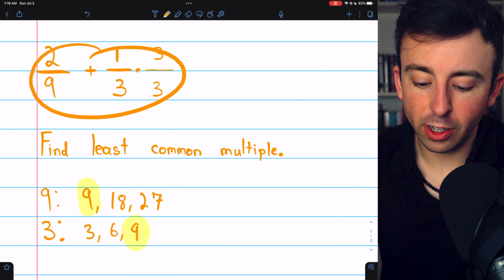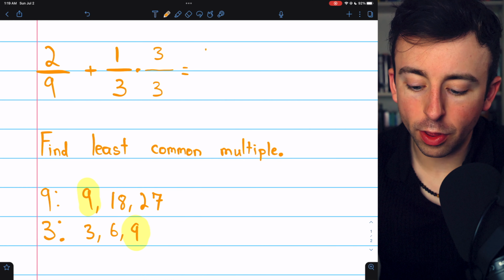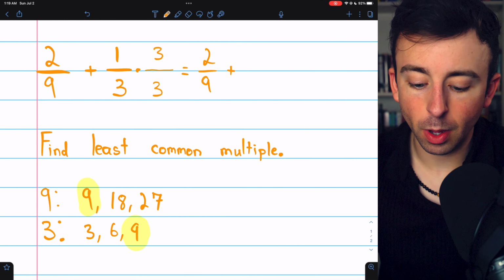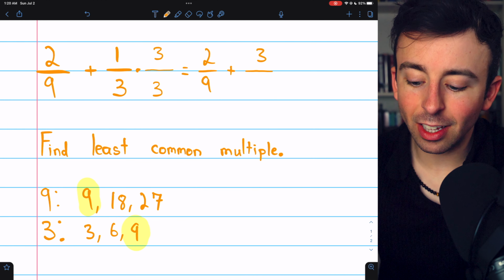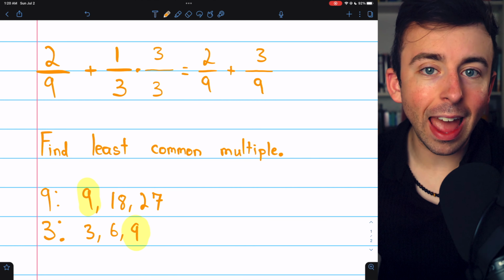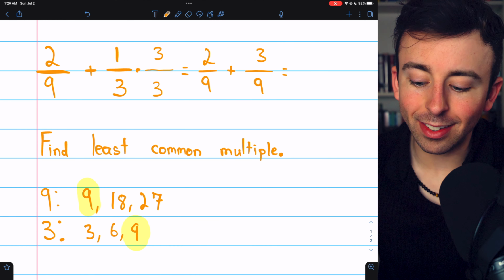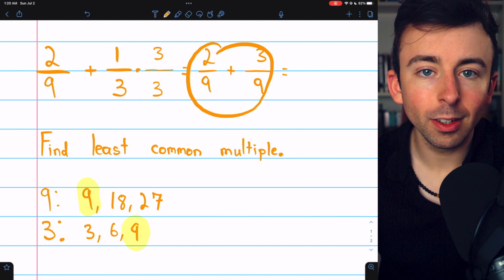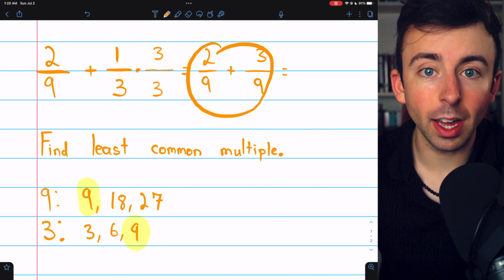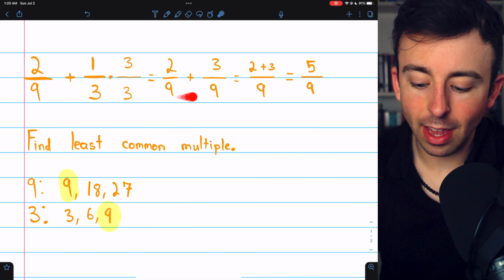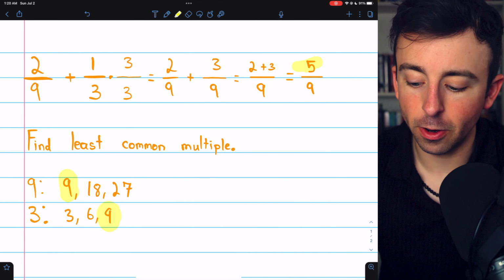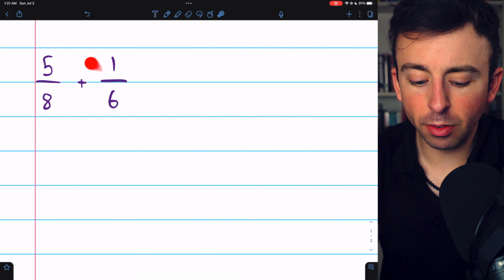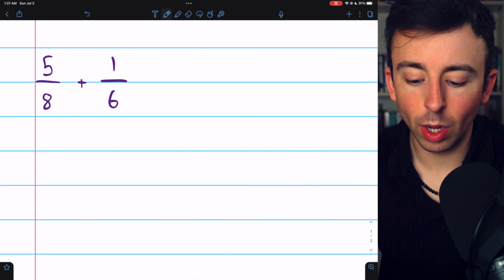So going back to our addition, once we multiply the fraction on the right by 3/3, we now have 2/9 on the left, plus on the right, the fraction we have now is 3/9. Now that they have the same denominator, it's really easy to add them together. 2/9 plus 3/9 is just 5/9. When you're adding two fractions that have the same denominator, just add the numerators together, and that's how we get our answer here, 5/9.